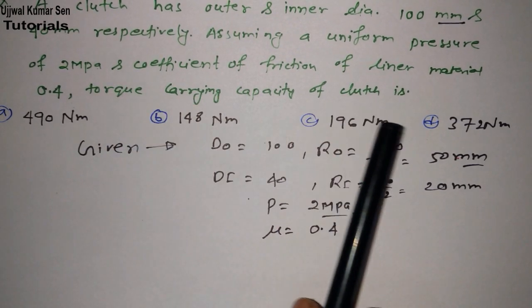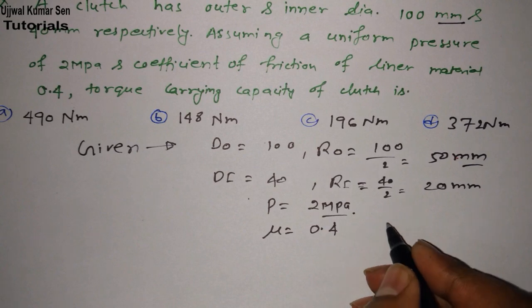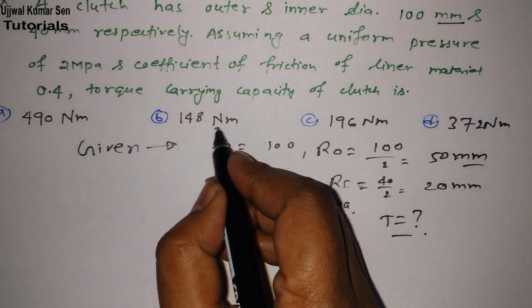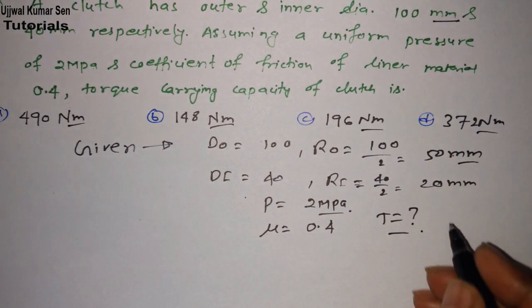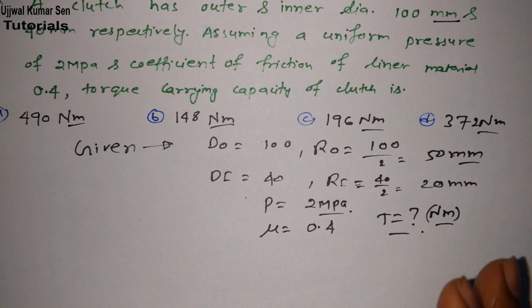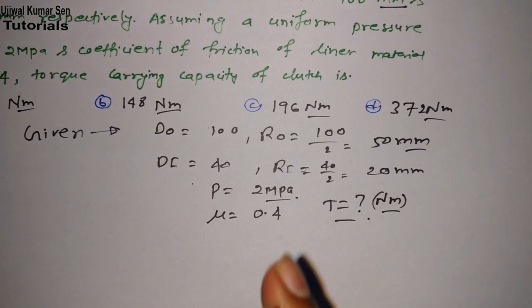Now, the torque carrying capacity of the clutch, that means we have to find T, and they have given its unit as Newton meter. That means whatever calculation we are going to do in this numerical problem, we have to do in SI units. That means we have to convert all units into SI before solving. If you do not convert, then probably we will make a mistake. So to avoid mistakes, first of all convert all units into SI.